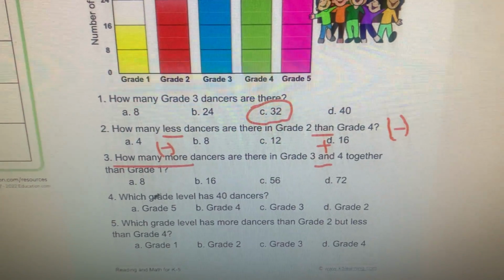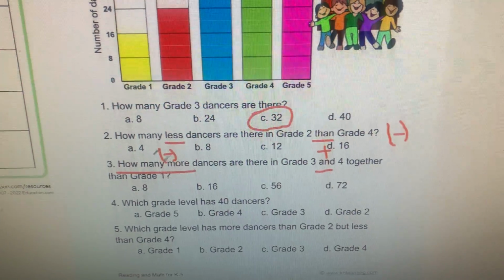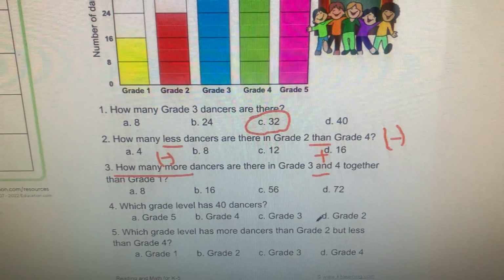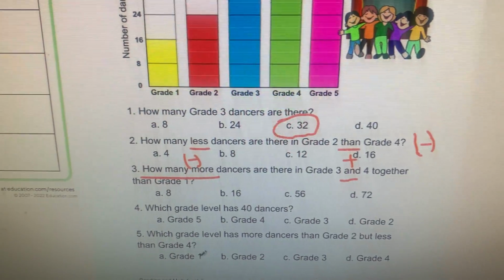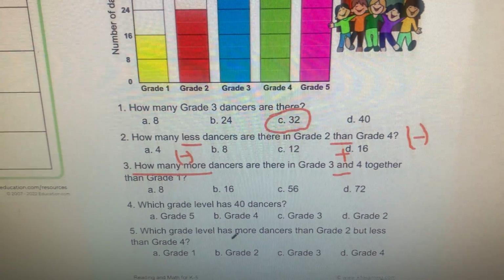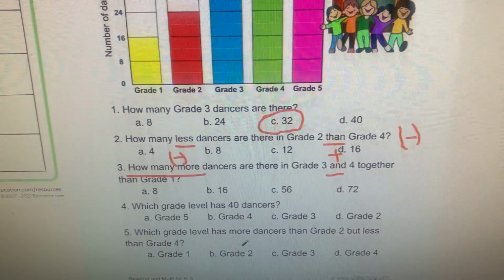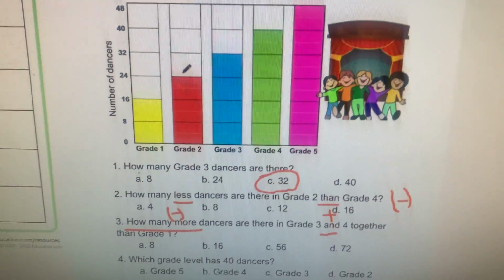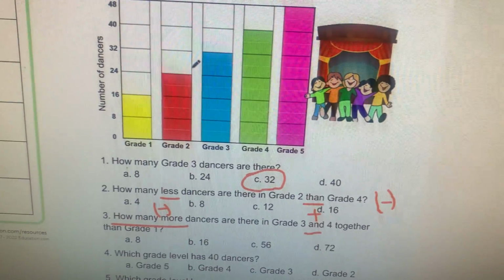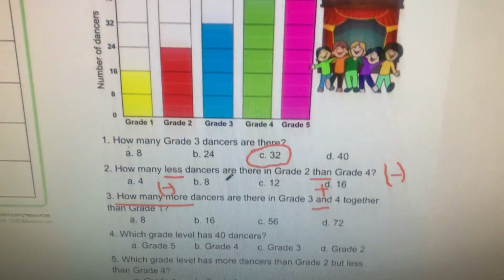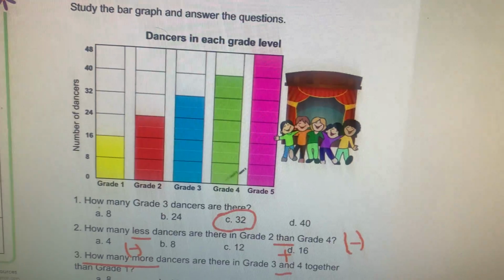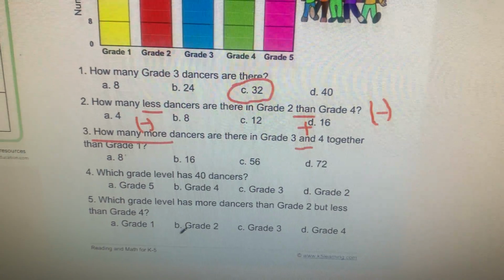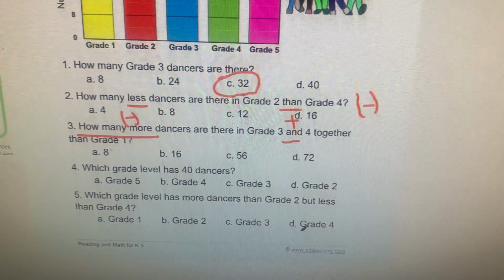Number 4, which grade level has 40 dancers? Is it A, grade 5, B, grade 4, C, grade 3, D, grade 2? And number 5, which grade level has more dancers than grade 2, but less than grade 4? All right, so you're gonna have to look, which has more than grade 2, but less than grade 4. Okay, you use the picture of the numbers to answer the questions. Is it grade 1, grade 2, grade 3, or grade 4?